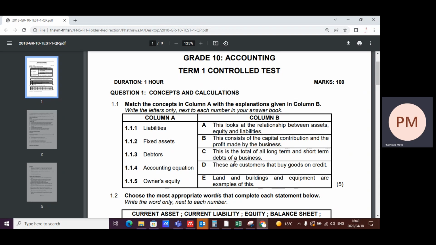I think D is the most appropriate. Accounting equation. I think A is the most appropriate. Owner's equity. I think B is the most appropriate. So you see, once you go through theory, this becomes so easy. It's 5 marks, so you should spend 2.5 to 3 minutes on this question.